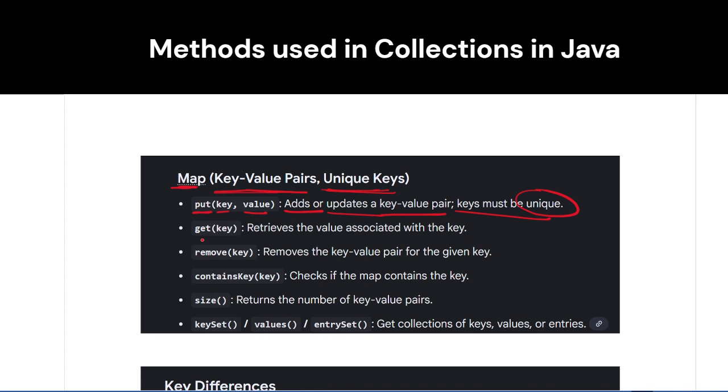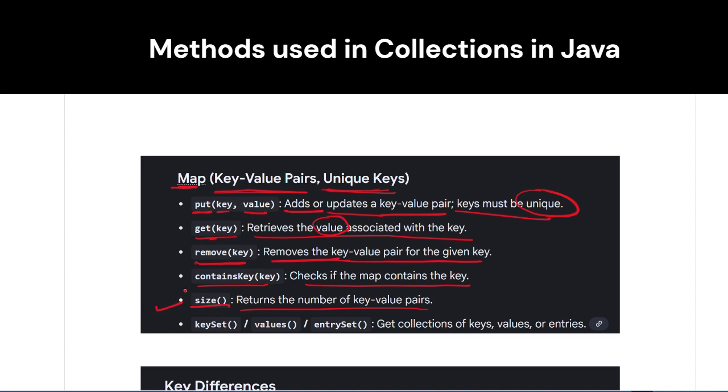Very important. How do we get the element? By get key. Retrieve the value associated with the key. Here we'll get the value. We are not going to get the key. Like if I've added John 30, we'll get the age 30 when we get the key. Remove the key removes the key value pair from the map. So it'll entirely delete the key value. Contains key checks if the map contains the key. Size returns the number of key value pairs.